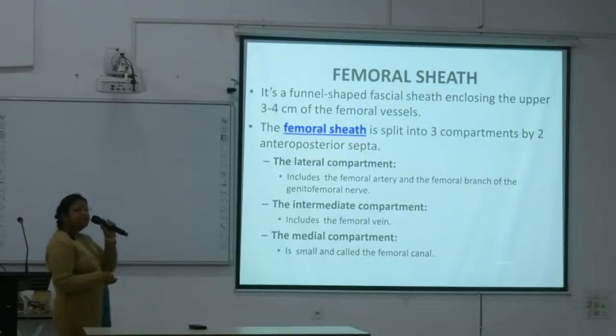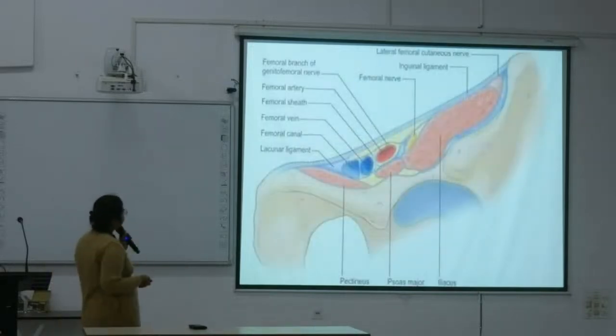Its contents are important. The lateral compartment includes the femoral artery and the femoral branch of the genitofemoral nerve. The intermediate compartment includes the femoral vein, and the medial compartment is small and called the femoral canal. Okay. Next.